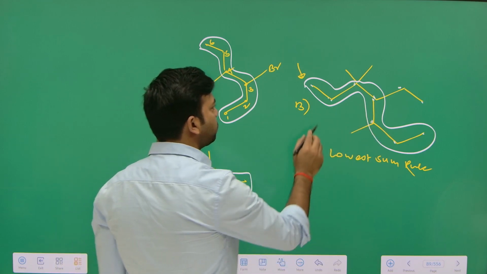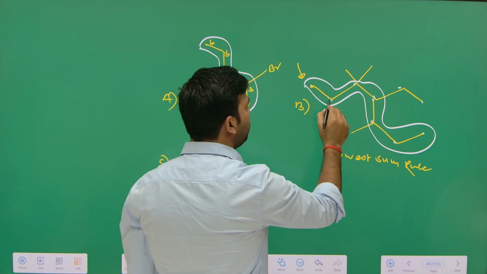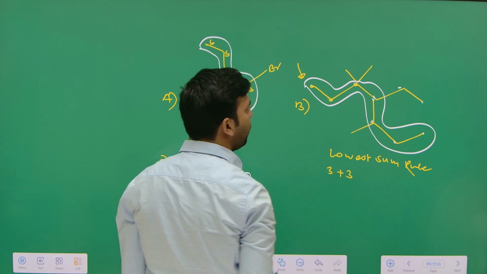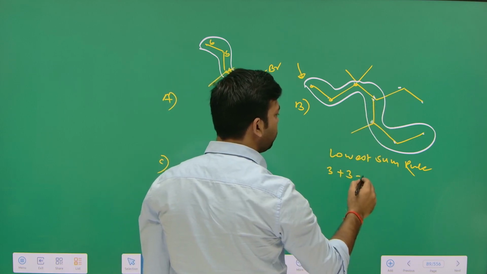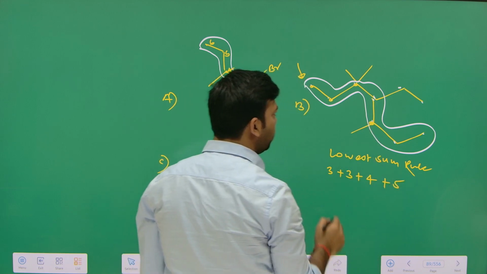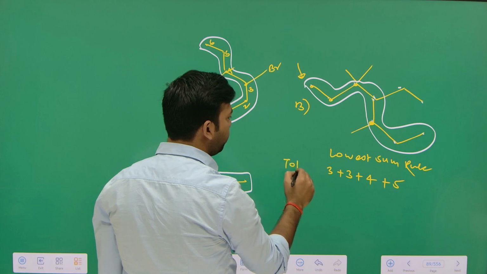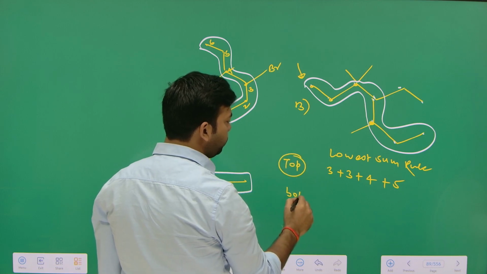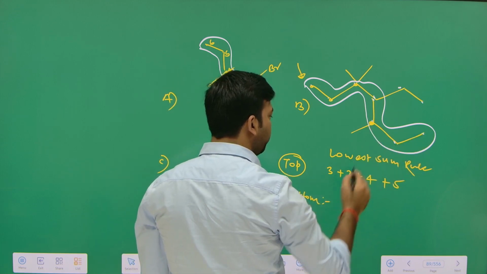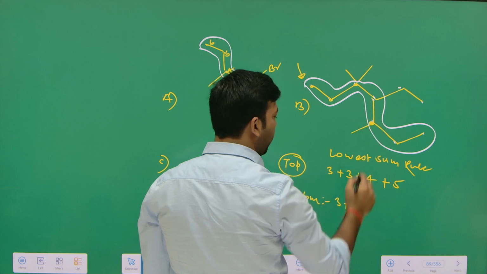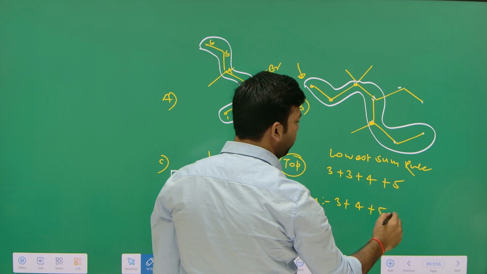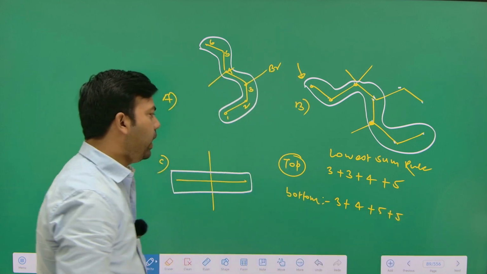So look here. If you start from this end, 1, 2 and 3. Number 3 has 2 methyl, so 3 plus 3. After that, 4 also has a branch, so 4. And then 5 also has a branch. So this is from the top. If you start from the bottom, then what are the positions of the substituents? Look here: 1, 2, 3. Number 3 plus number 4, plus number 5 with 2 branches, so 5 plus 5, like this. Clear?